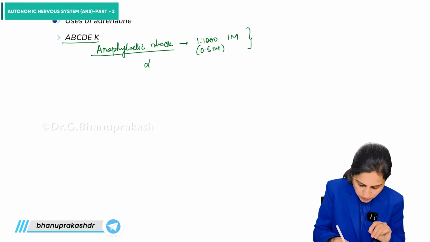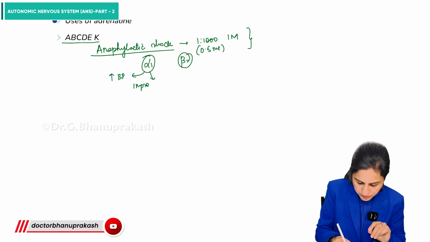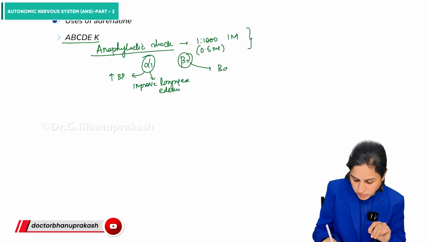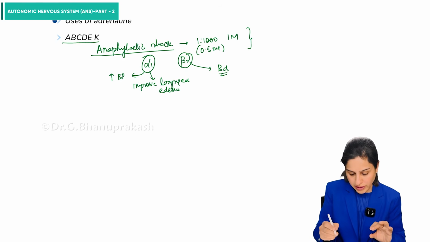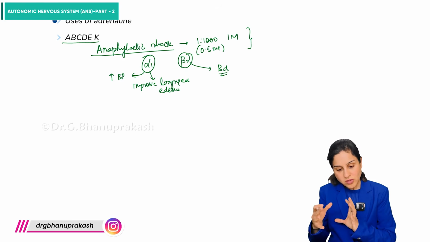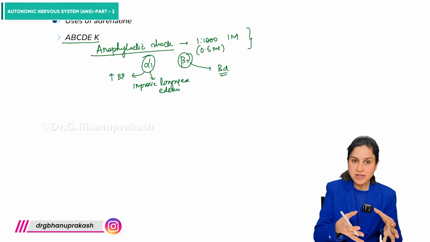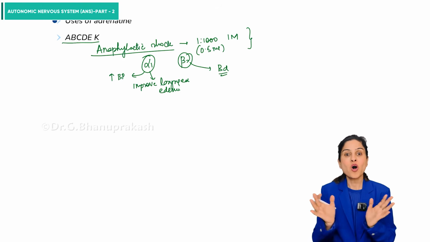Now, as I told you, the effect is both because of alpha 1 and because of beta 2. So alpha 1 will cause increase in the blood pressure in this patient. It will also improve the laryngeal edema, while beta 2 will bring about bronchodilation, the patient will be able to breathe here, right? Very important. Now, in anaphylactic shock, the main mediator is histamine. But histamine acts on the H1 receptors while adrenaline is acting on the alpha 1 and beta 2 receptors. So the effects that we see of both of them are opposite to each other.